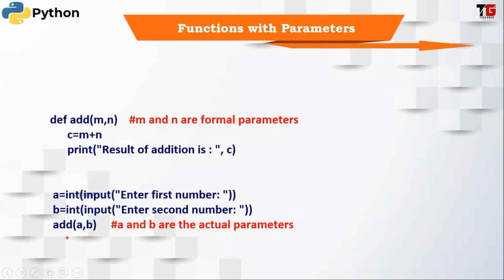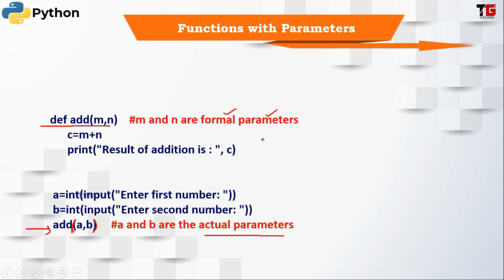Let's move further. Friends, when we call a function, the values that we specify inside the braces are the actual parameters or actual arguments. But the values that are used in the function are the formal parameters.